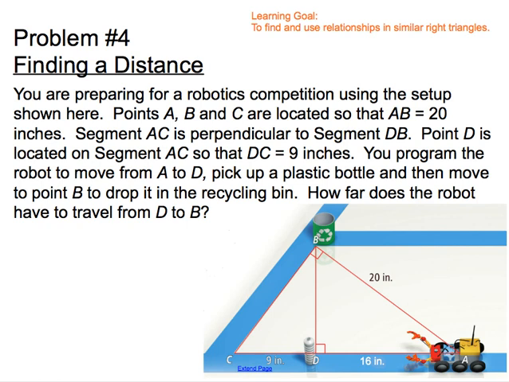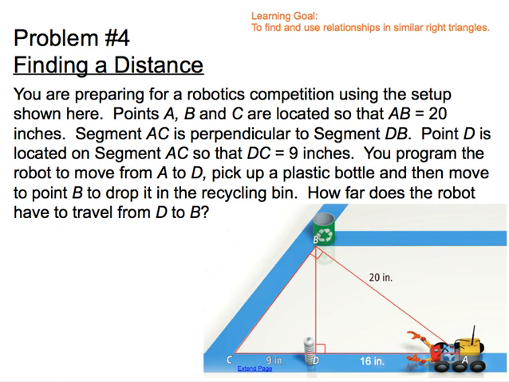So our final question of the day is a word problem. We're preparing for a robotics competition using the setup shown here. Points A, B, and C are located so that the length from A to B equals 20 inches. Segment AC is perpendicular to segment DB. Point D is located on segment AC so that DC equals 9 inches. It's our job to program the robot to move from A to D, pick up a plastic bottle, and then move to point B to drop it in the recycling bin.